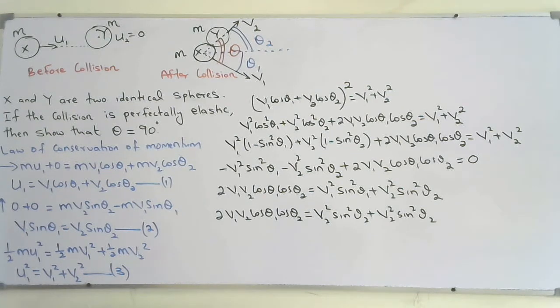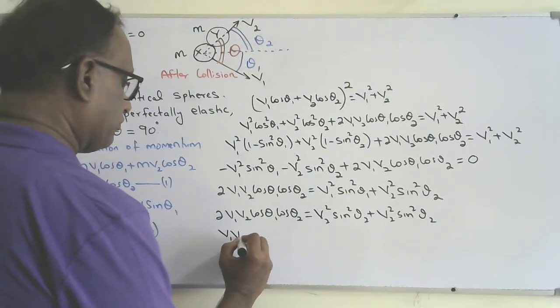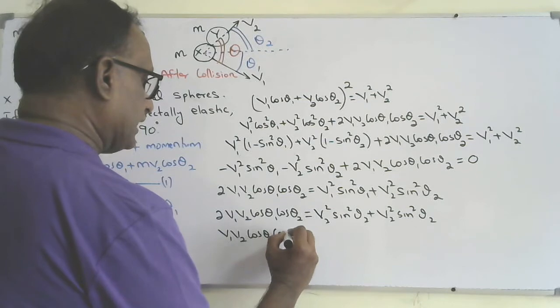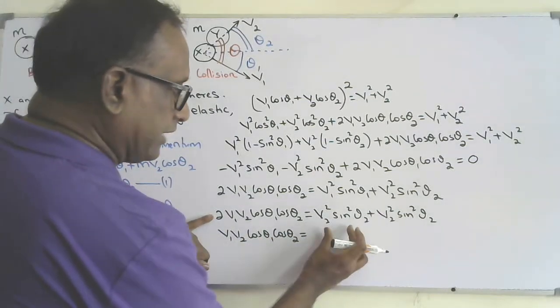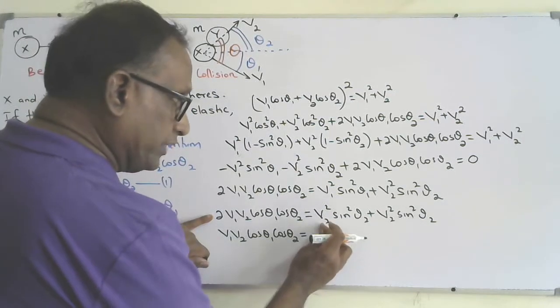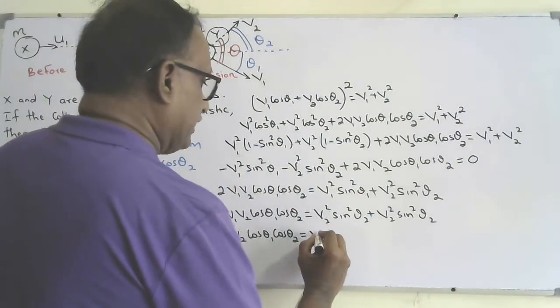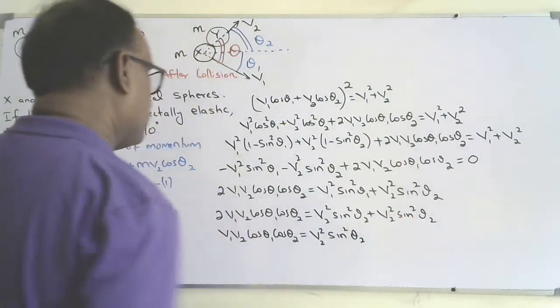Right. So now what I'm going to get here, that will become V1 V2 cos theta 1 cos theta 2 equal. So here you added V2 squared sine squared theta 2 plus V2 squared sine squared theta 2, which will be 2 V2 squared sine squared theta 2. That 2 and these 2 got cancelled. You will get V2 squared sine squared theta 2.